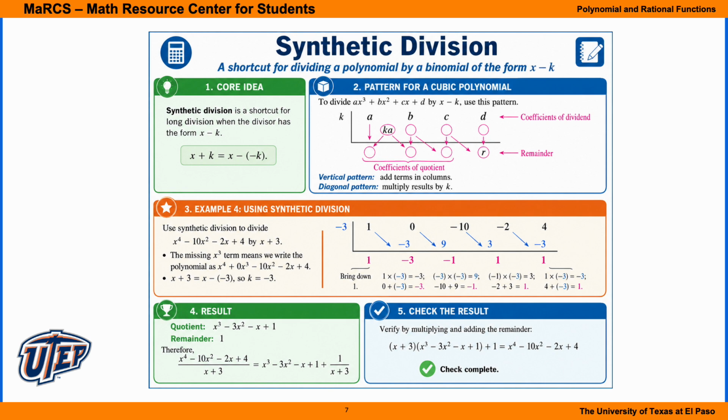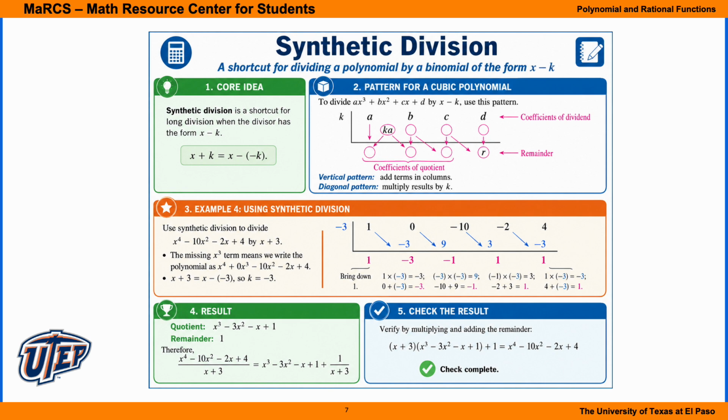On the outside of the box, we write the k, and for the vertical pattern, we will be adding the terms in the columns. So for the first term, the a, we just bring it down. Then for the diagonal pattern, we will multiply the result by k. And we see that the last term, little r, is our remainder. So now we'll be going over an example.